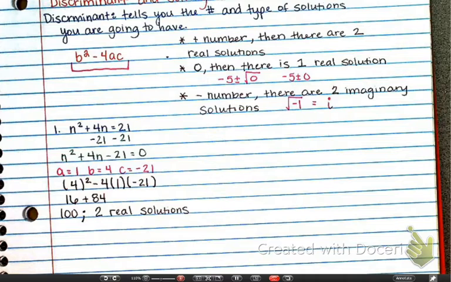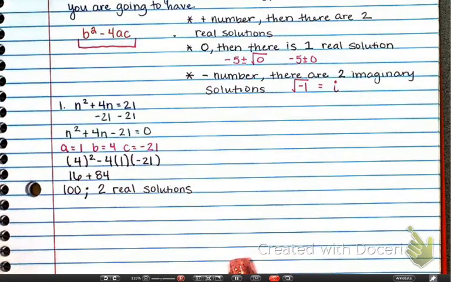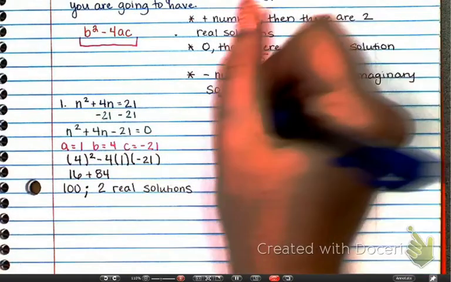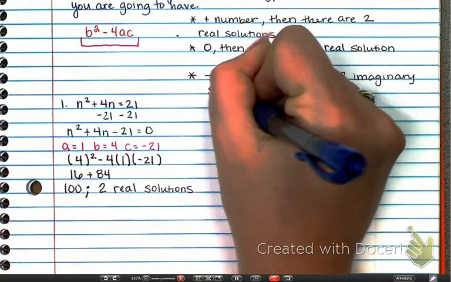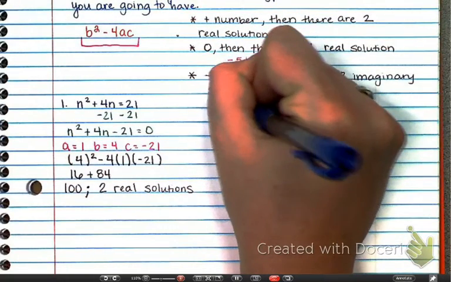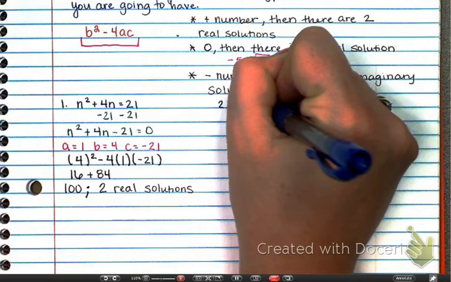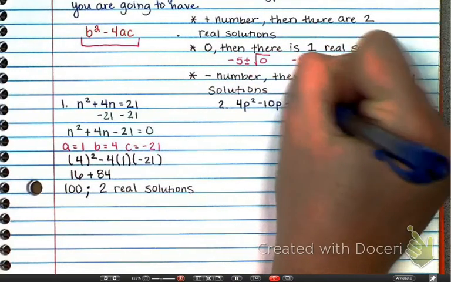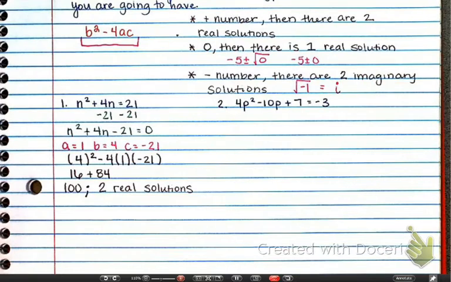That's all we're doing for discriminant, is just identifying what the discriminant is and how many solutions you get. So let's look at, we're not going to do very many of these. And really we're only doing these to talk about types of solutions that we could possibly get, not so much the discriminant part. Okay, so let's look at 4p squared minus 10p plus 7 equals negative 3.